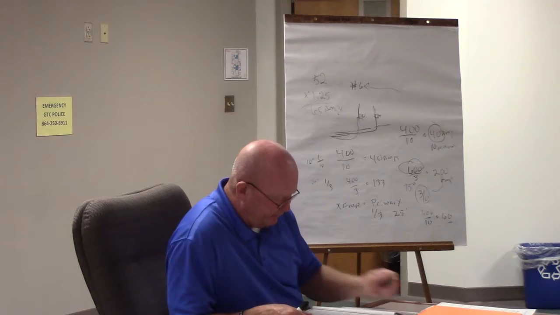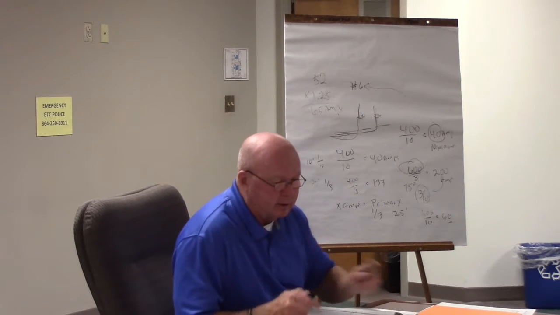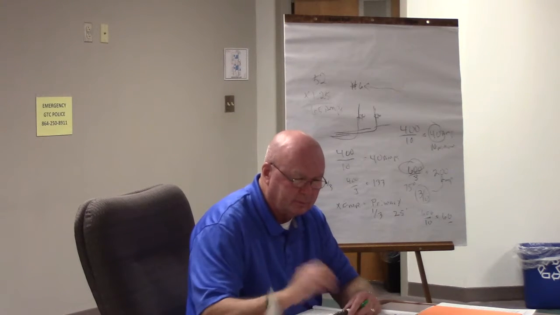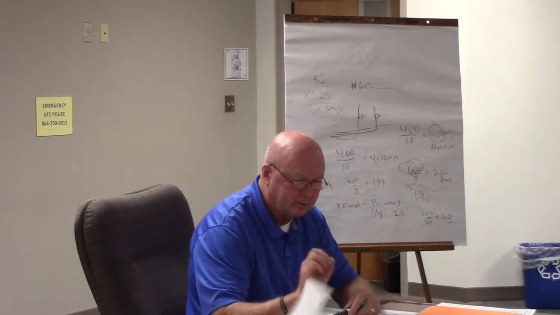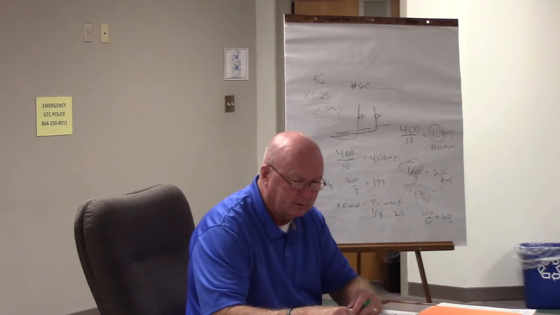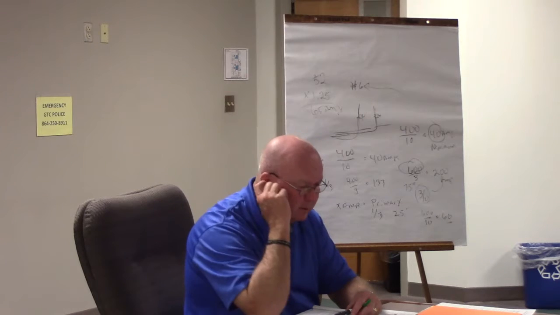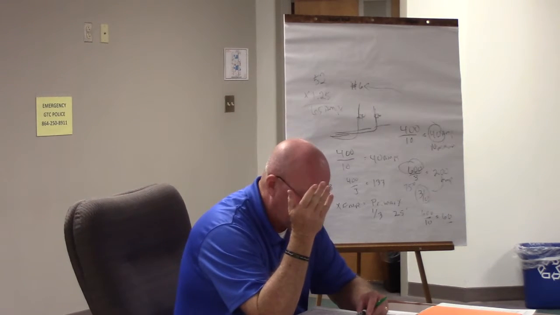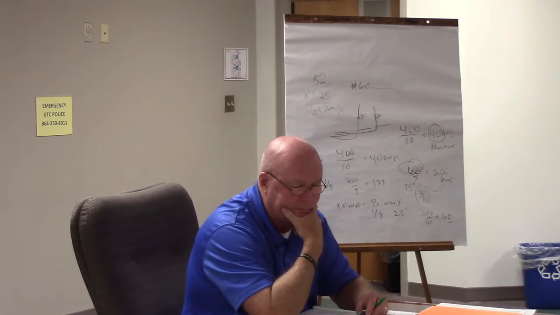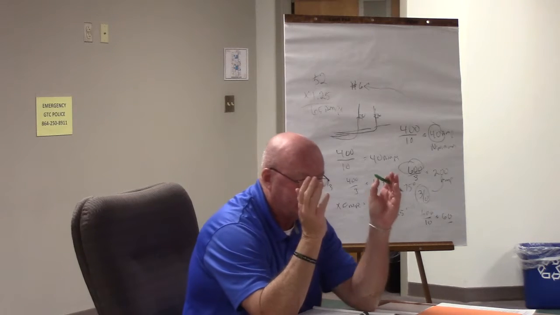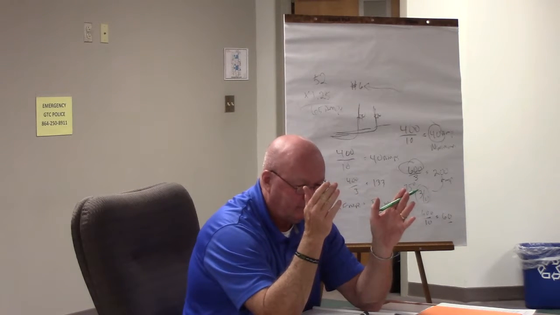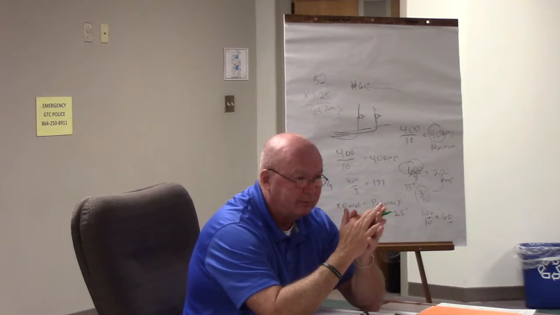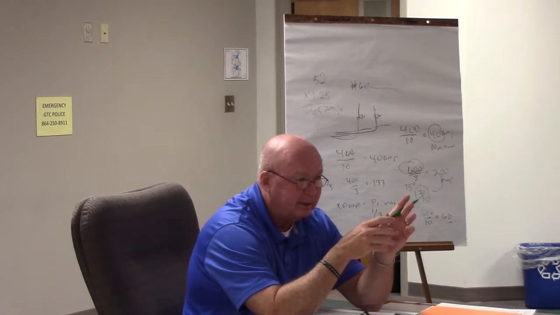Okay. Demand factors. We talked about demand factors. Let's turn to 220 in our code book. Section 220, we'll start with 220.42. The first thing we see there is a lighting load demand factor. What that does is tell us, like in a dwelling, if you read that, the first 3,000 is 100%. From 3,001 to 120,000 VA, you do 35%. So there's a substantial drop off.